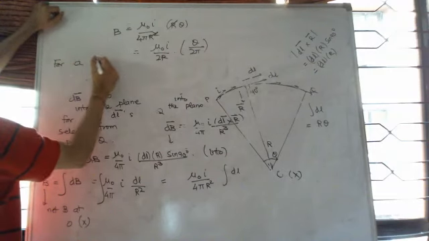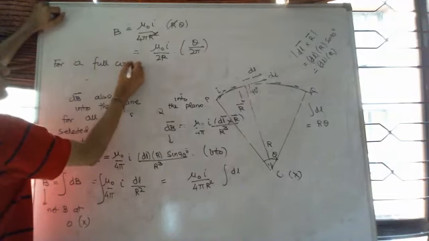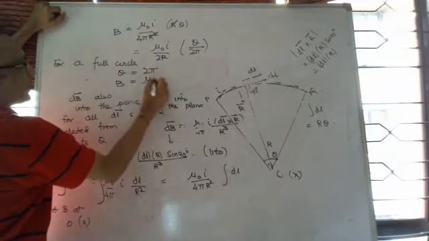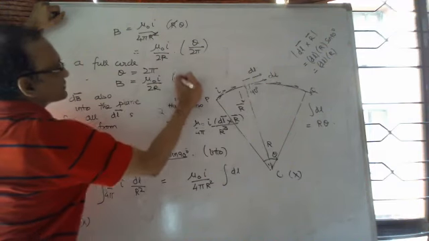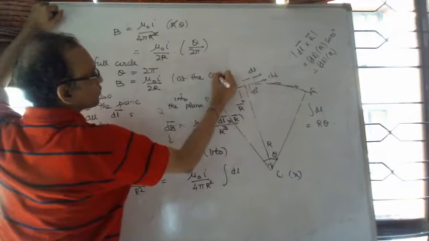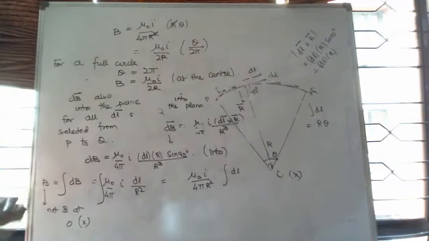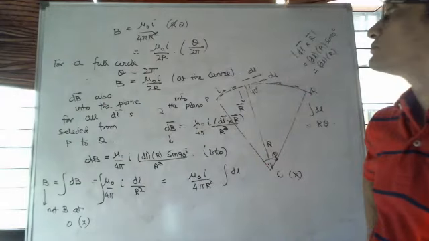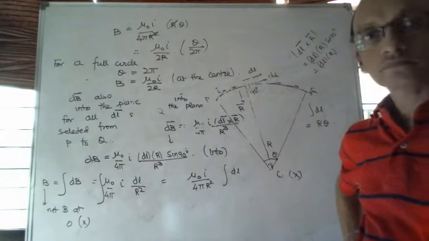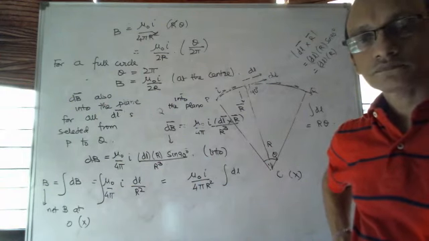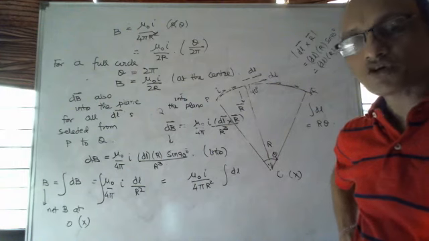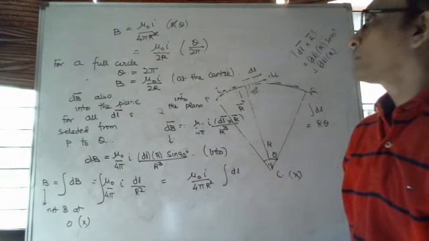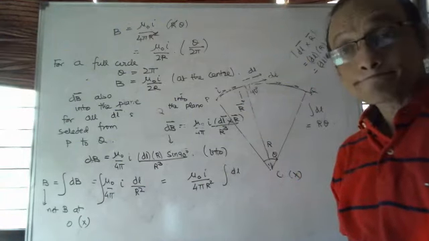For a full circle, theta will be 2 pi and B would be mu naught I divided by 2 R at the center. For a full circle, theta 2 pi ho jayega. Yes or no? All good? Yes, sir.